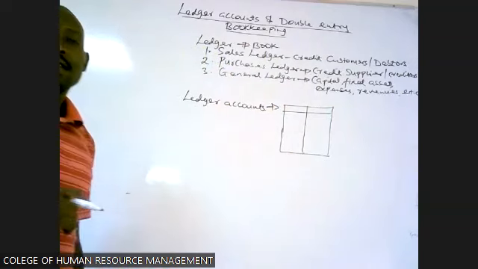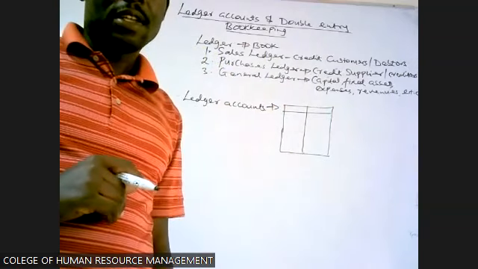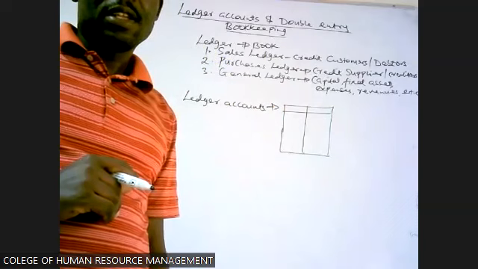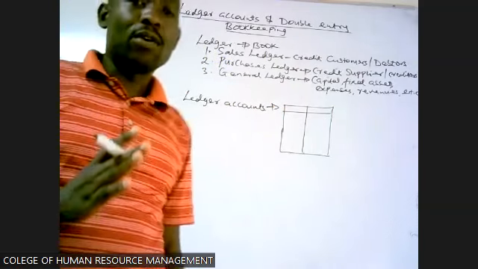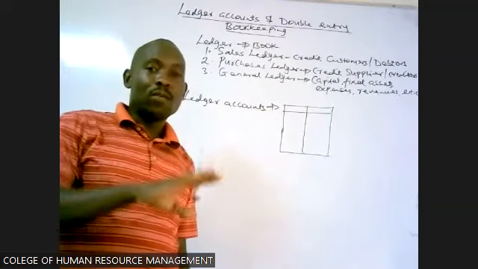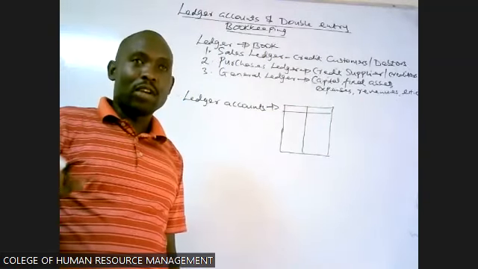Excuse me, Malim. Yes. Please, I'm sorry to just take you back. Are we still talking about the books of original entry, or have we moved to ledger accounts? That's a different one. Now we are in the ledger accounts. We are done with the books of original entry.